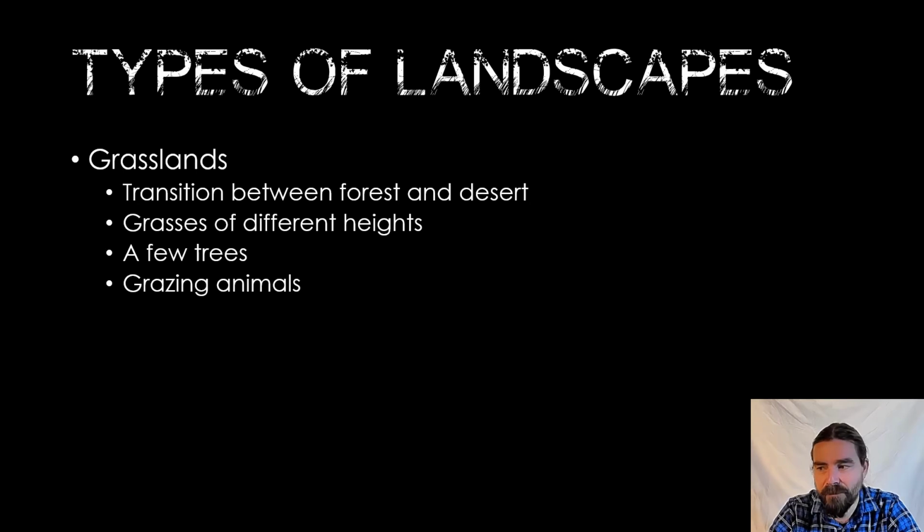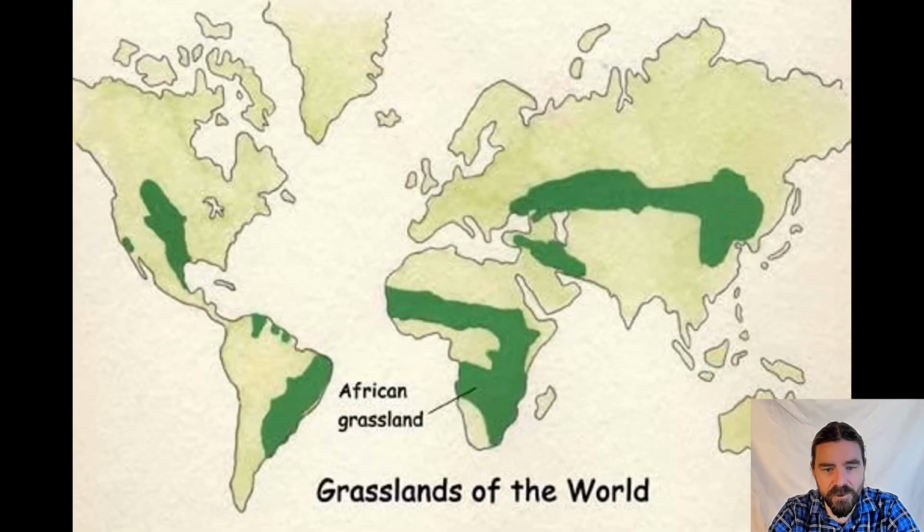Let's have a look at a map of where some of the most well-known grasslands are. Boom! So you've got a massive amount of African grassland, you've got big grassland in South America there, you've got one going through the middle of the US, and a whole heap of grassland in Asia. Nice.